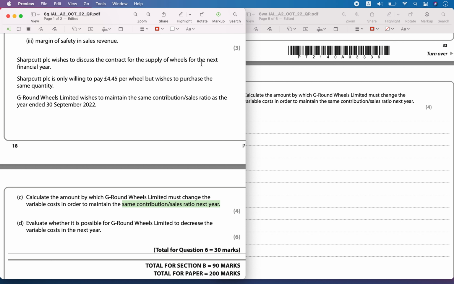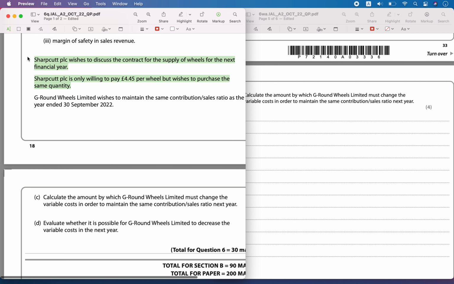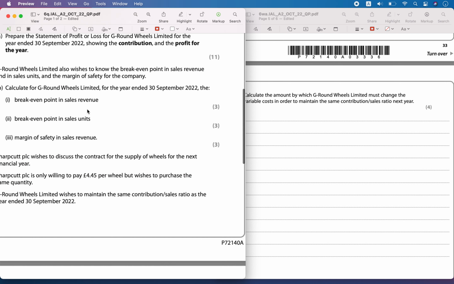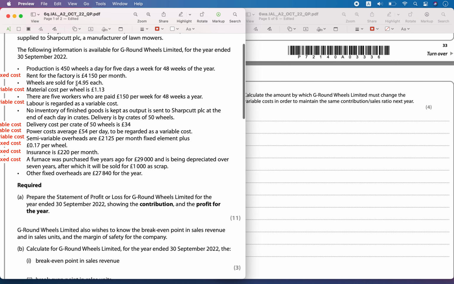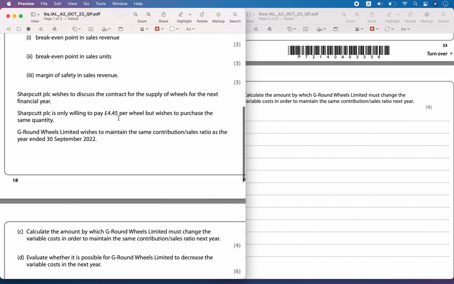Sharp Cut PLC wishes to discuss the contract for the supply of wheels for the next financial year. Sharp Cut PLC is only willing to pay 4.45 per wheel but wishes to purchase the same quantity. So the selling price is no longer going to be 4.95, it is going to buy at only 4.45.